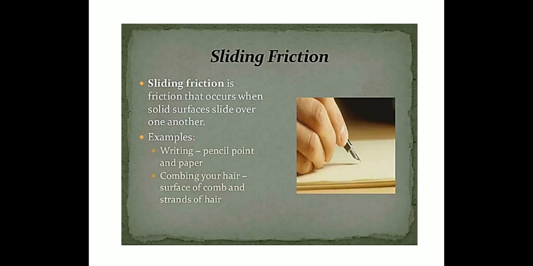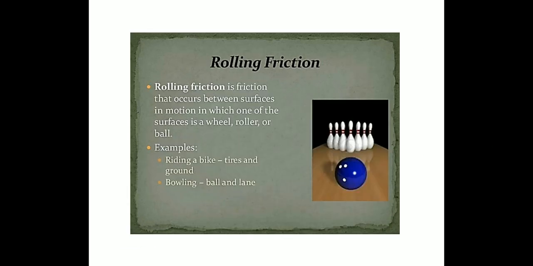An example of sliding friction: a writing pencil point and paper. Or another example is combing your hair, the surface of the comb and strands of hair. Rolling friction, an example: riding a bike, so tires and ground will have a rolling friction. Or a bowling ball and lane.